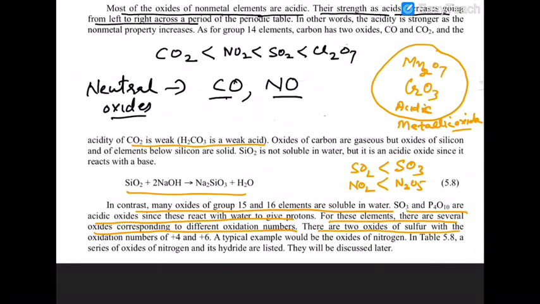These are two oxides of sulfur with oxidation numbers +4 and +6. I told you already that sulfur dioxide has +4 state and sulfur trioxide +6 state. Oxygen has a state of -2, so you can easily find the state. You just take the multiple of oxygen and divide by the number of atoms, and you will get the oxidation state. Simple.